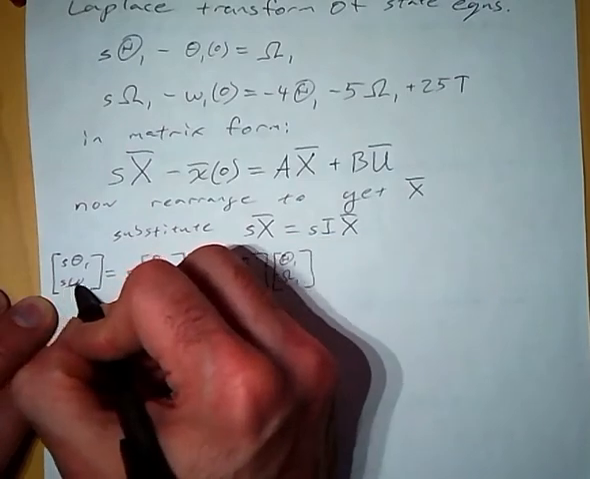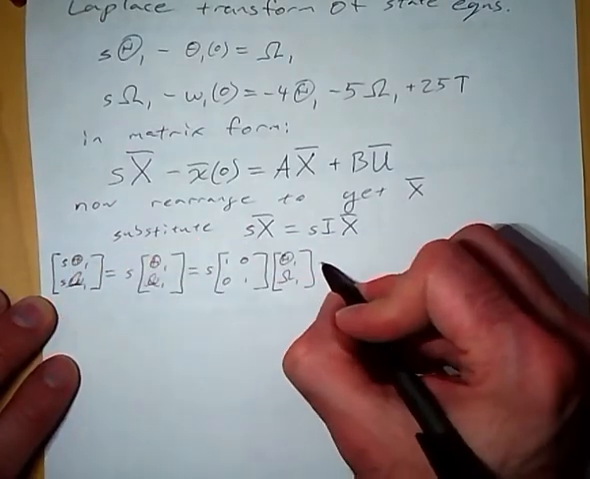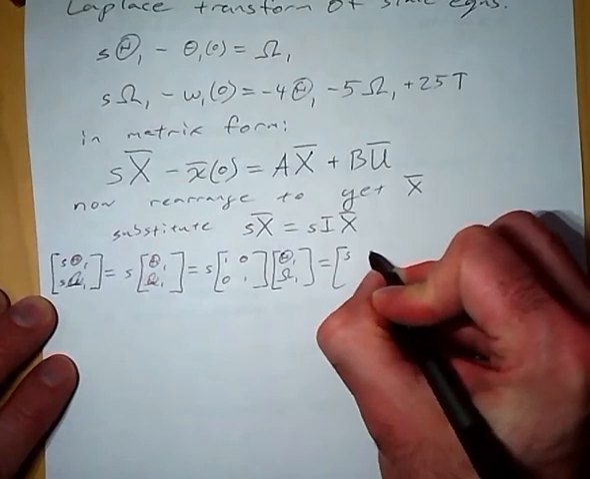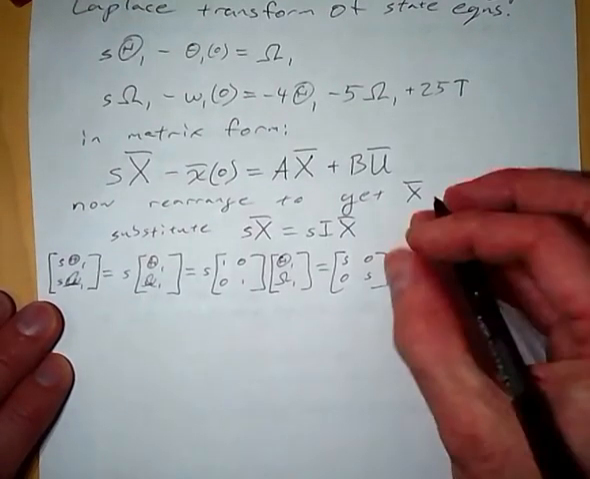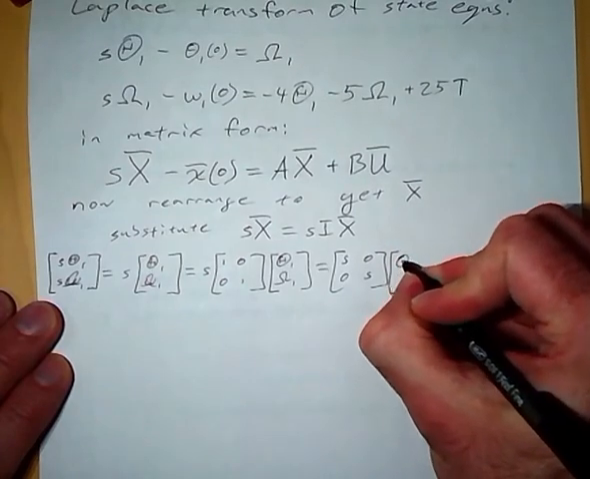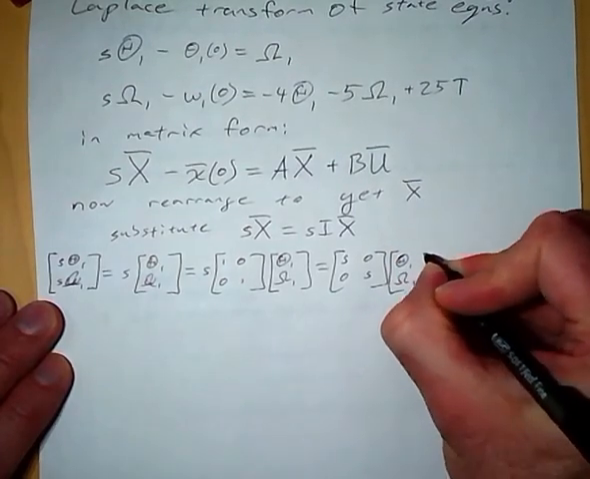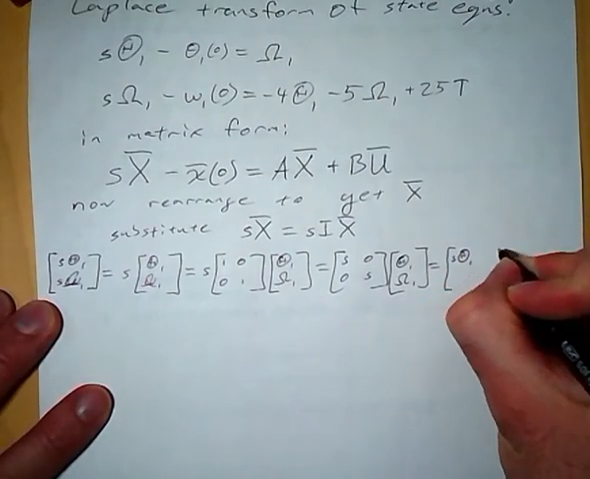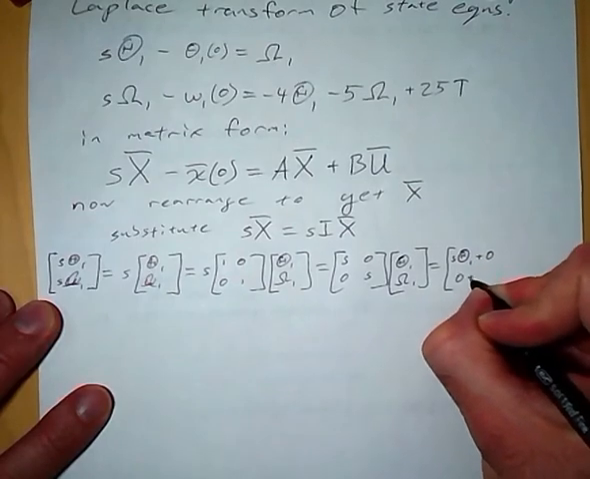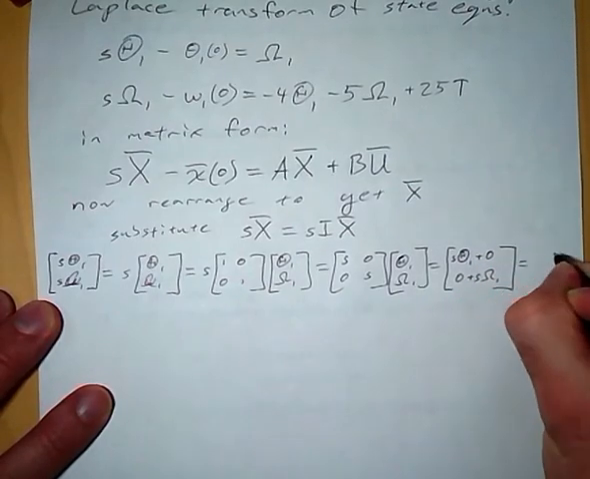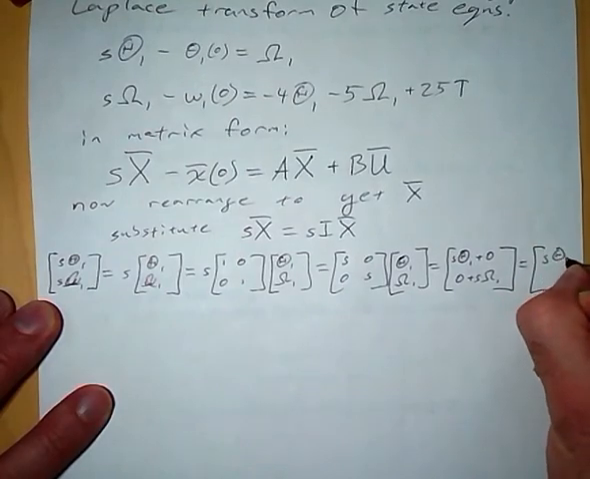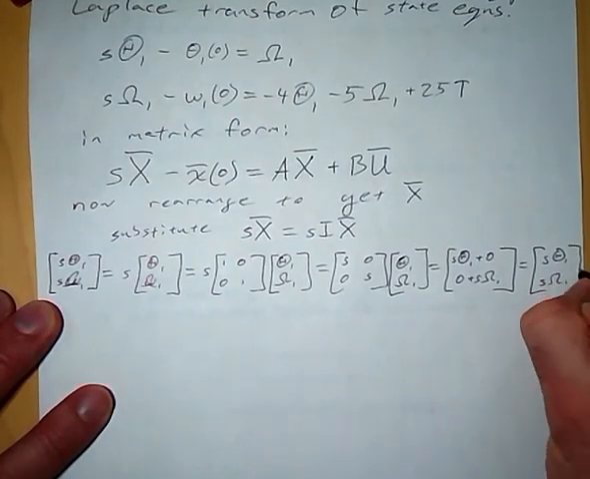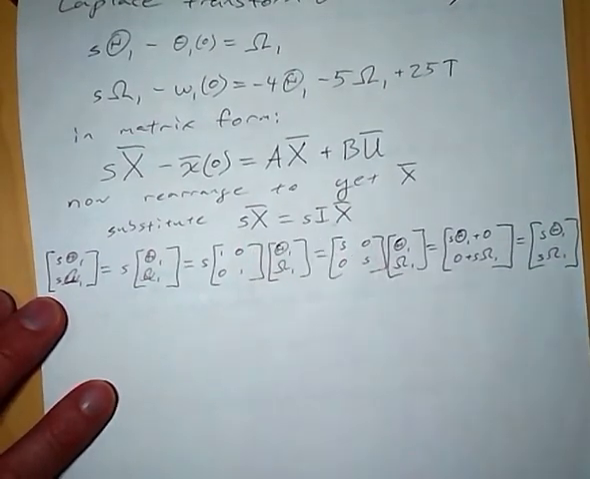So these should be capitalized. I'll just kind of scribble over them. And this equals S times 0, 0, S times the Laplace transform of the state vector. Hopefully that screen had not been black for very long before I noticed it, which is S times theta 1 plus 0, 0 plus S times omega 1, which is S theta 1, S omega 1. So all that was just to show that we can make this substitution here.